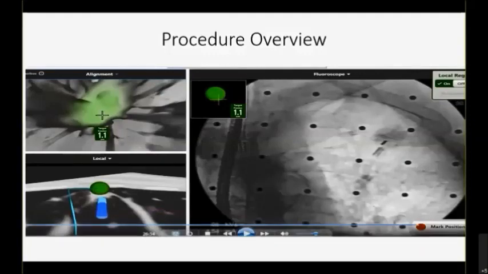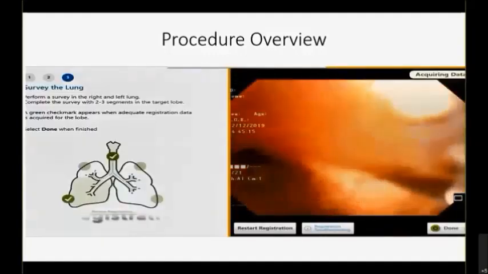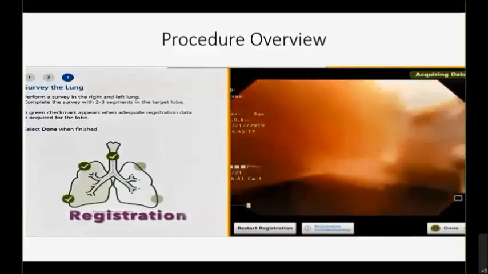Okay, next slide, I think. So that's the overview of the procedure. Is this the same one again? I think so. There you go.